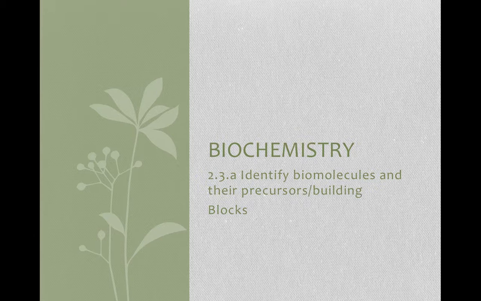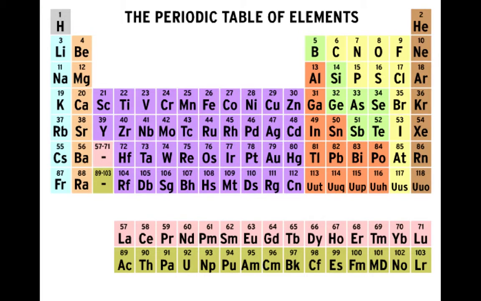So, biochemistry is largely based on the periodic table. It's based on elements and how they interact and how they form larger molecules. But we're going to start at the basic level. We're going to start with elements and work our way up from there.